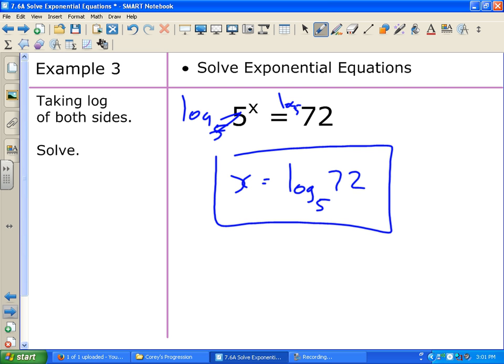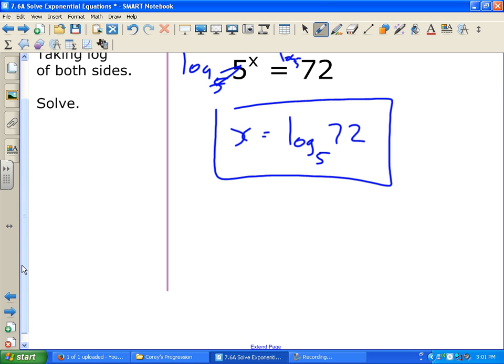If it's on the part of the quiz or the test where I allow you to use your calculator, then you will need to take it a step farther and use the change of base formula. Change of base, you did it last night on your homework. That's log of 72 divided by the log of 5. Put it into your calc. I don't know what that is. 1.657.